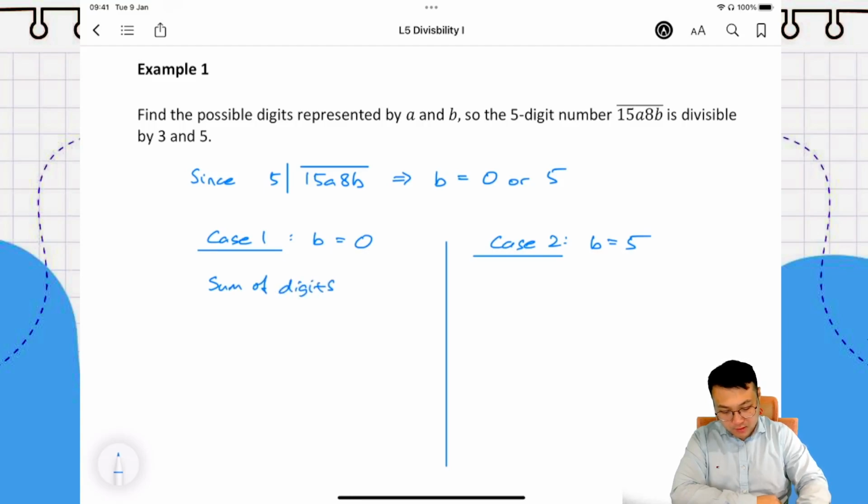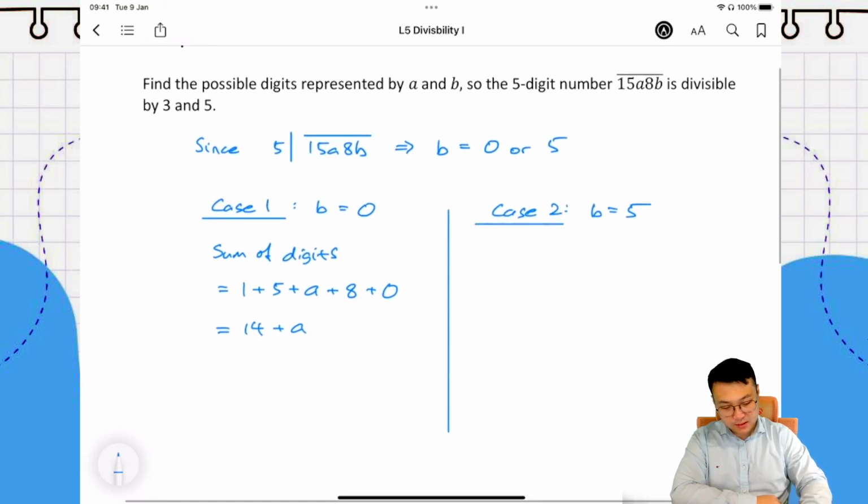Okay, so when you look at B equals 0, how do I find the sum of digits? You take 1 plus what? And continue. 5 plus 8 plus 8 plus 0. Very good. This is supposed to be B, but now we are saying B equals 0. So tell me the sum of digits. It will be 14 plus A. Good. So the sum of digits is 14 plus A.